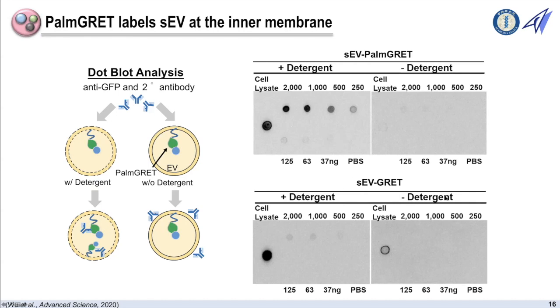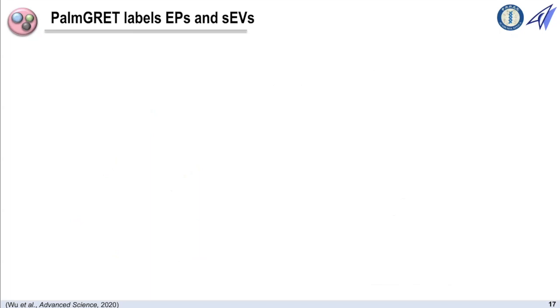vesicles. And then the cytosolic control shows again that the PalmGRET palmitoylated reporter shows a higher packaging efficiency, or maybe has a more efficient way of being packaged into the EVs. So here we demonstrate that our reporter's orientation is in the inner membrane of the EVs. And after that, we demonstrate our reporter specificity and the orientation of our reporter.